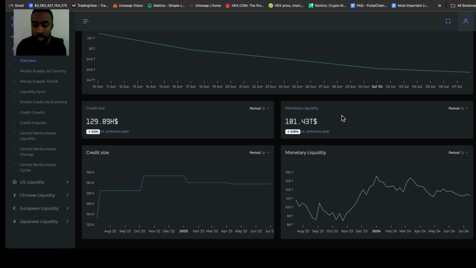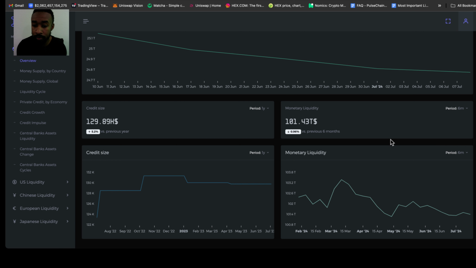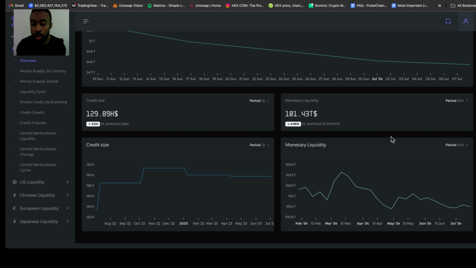So one thing that we can look at now is monetary liquidity. This is going to be a little bit broader than just the central banks. If we look even on that, we've been pretty flat over the last year. Let's take a look at the 3 month. The 3 month, once again, pretty flat. 6 month, pretty flat.